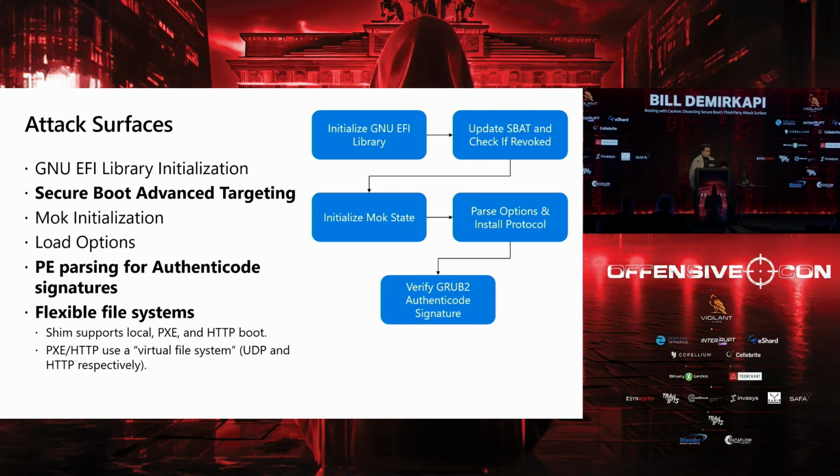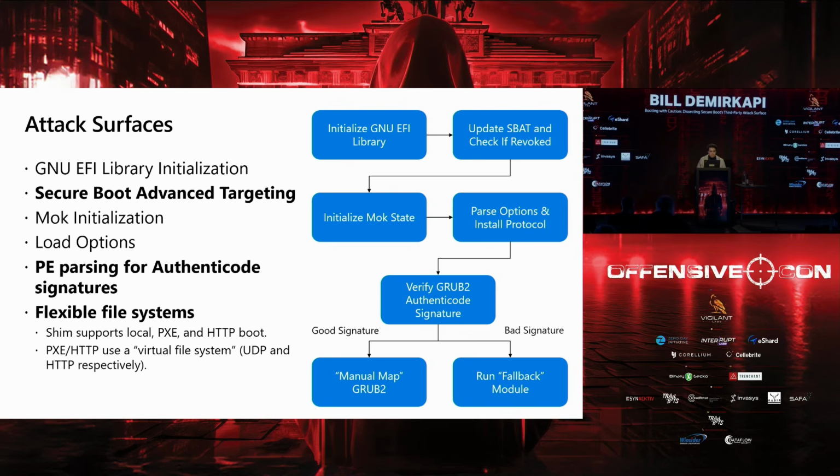Next, we'll verify the grub2 authenticode signature. It's really interesting. They actually re-implemented authenticode inside of the shim. This involves parsing the PE image and also parsing the certificates that are inside of that image. If the signature is good, then it'll go ahead and manually map it. If it's bad, it'll go back to a fallback module, which again is, of course, verified.